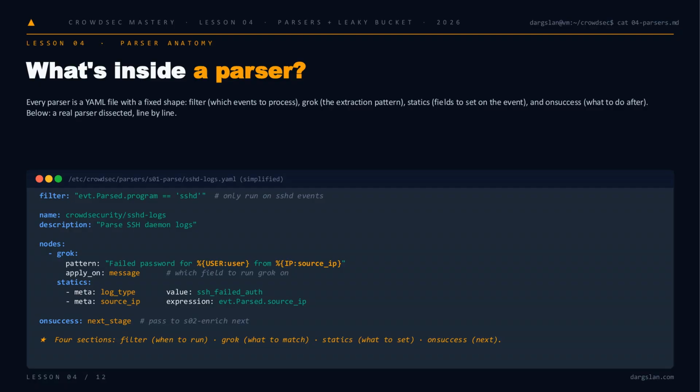So what does one of these parsers actually look like on disk? It's just YAML with 4 sections you'll memorize quickly. Filter decides when this parser even runs. Here, only on SSHD events. Grok pulls the user and source IP out of the message field using named captures. Statics writes those values back onto the event as metadata, and onsuccess tells CrowdSec to hand off to the next stage. Filter, Grok, statics, onsuccess, that's the whole anatomy.